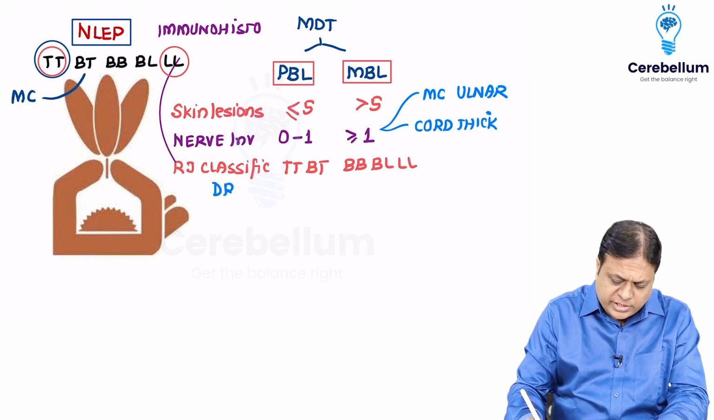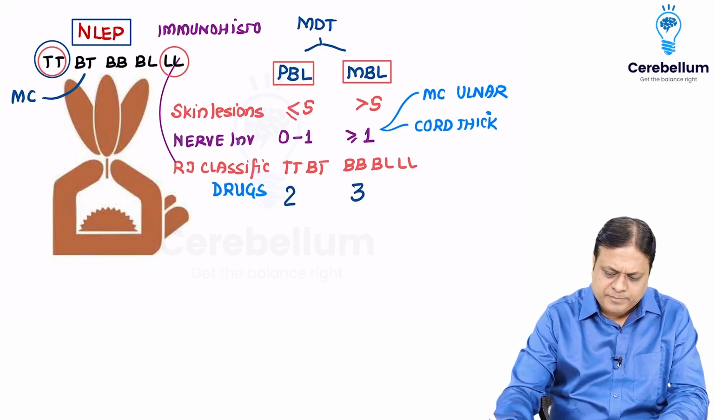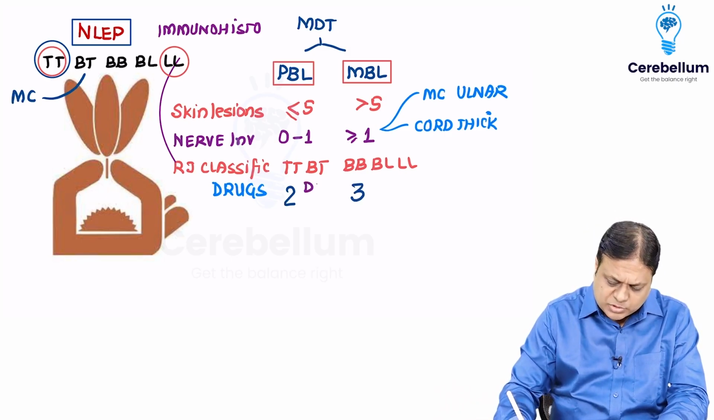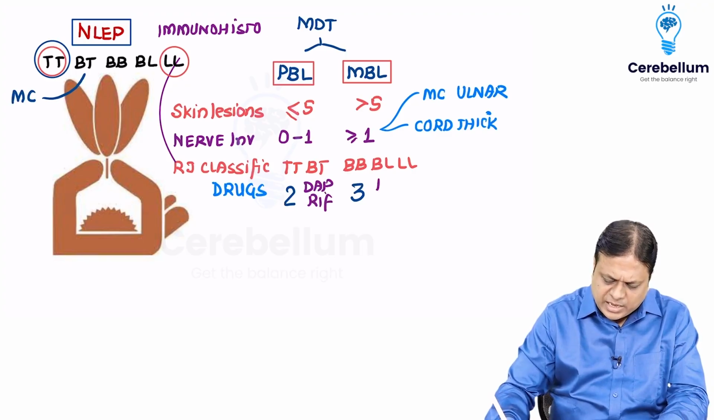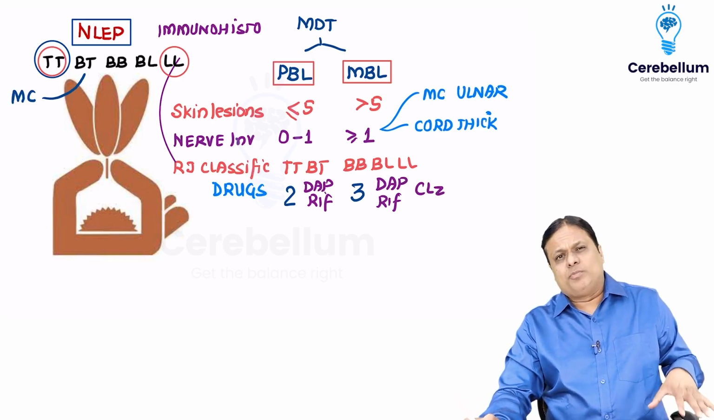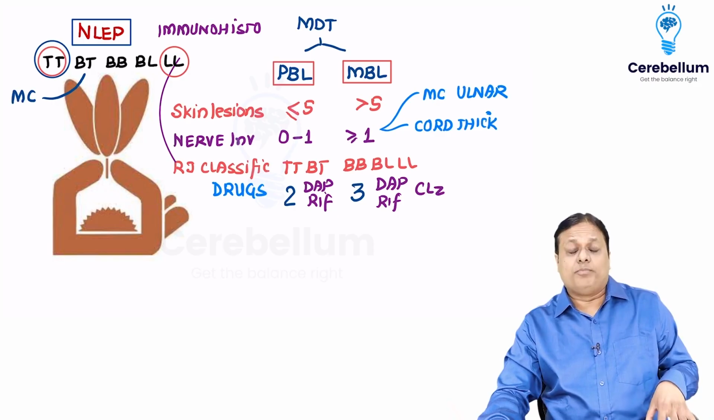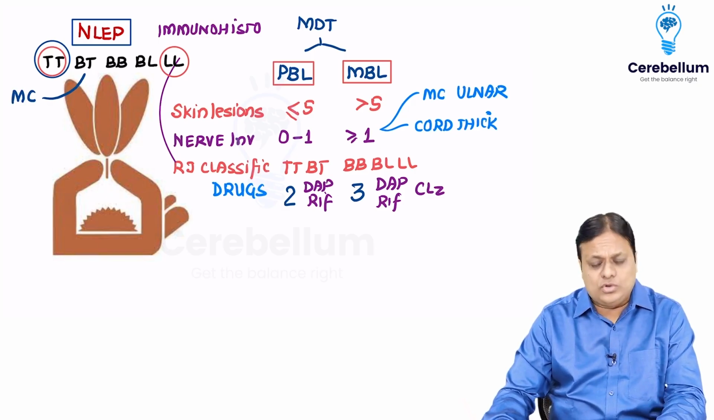Drugs which are used in treatment of pauci and multi: 2 drugs in pauci, 3 in multi. The 2 in pauci are dapsone and rifampicin, and in multibacillary besides dapsone and rifampicin, clofazimine is also used in treatment. Now please remember, India has not yet adopted the WHO uniform MDT guidelines. They are saying it's likely to be implemented from 2025 onwards. As and when the guideline is released, I'll definitely update in the Cerebellum app also and on social media also.